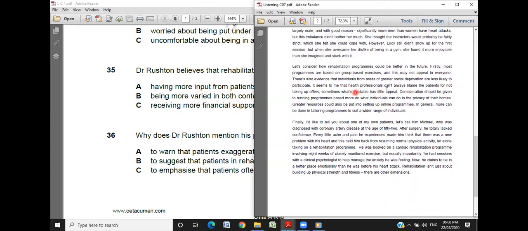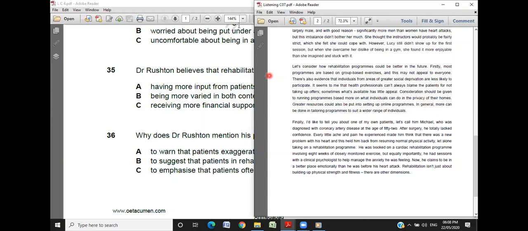So what is available has little appeal. So so far it seemed as if people were not willing to take the rehabilitation program. Now he's trying to show us the other side of it, that it's not always the patients who are to blame, but we can also make some changes to it. So we can devise programs that can be done in the privacy of their homes. We can have online programs. So we basically need to tailor programs to suit a wider range of individuals. So that is more variety in terms of content and delivery.